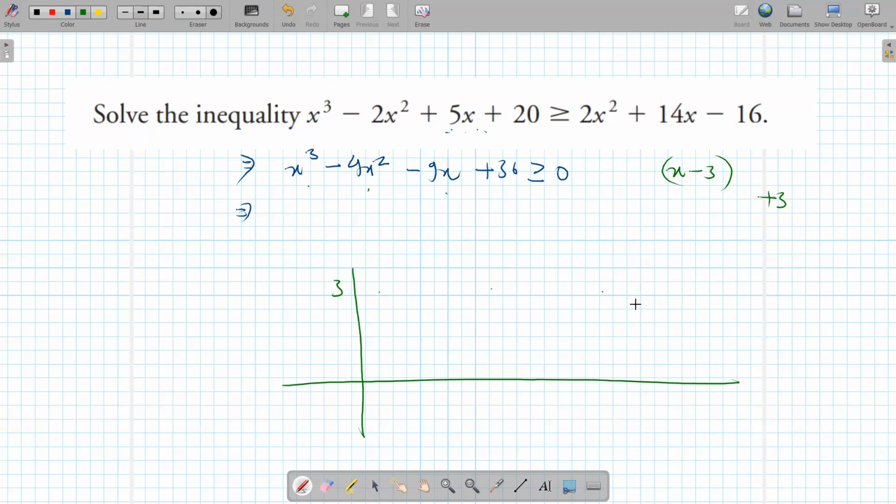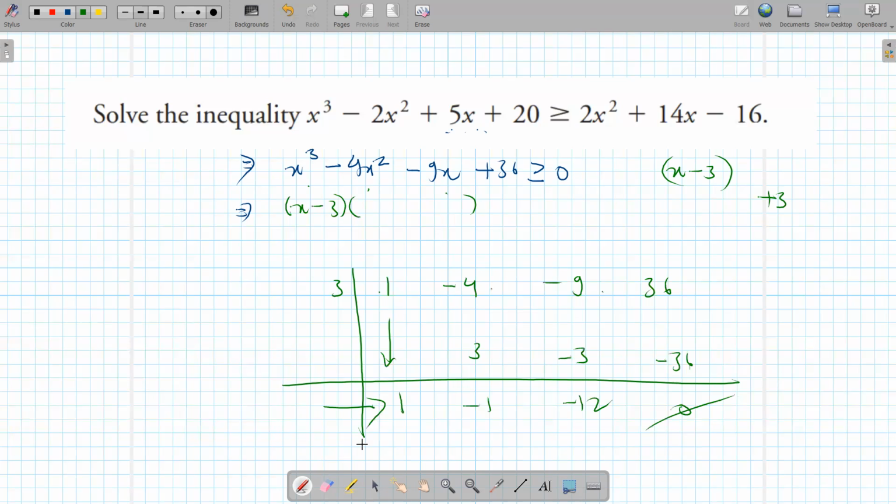What are the coefficients up here? -4, -9, and 36. You're missing one of them, the first one. 1. 1, exactly. And then this is gonna drop. So you have 1, 3, -1, -3, -12, -36, 0. Boom. So we can rewrite this as x minus 3 times what? What's the quotient? Look down here. x squared minus 1x minus 12. Exactly, minus 12.